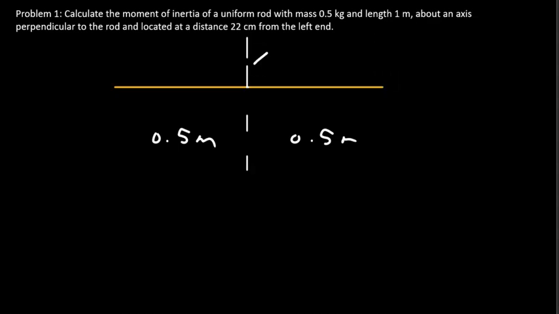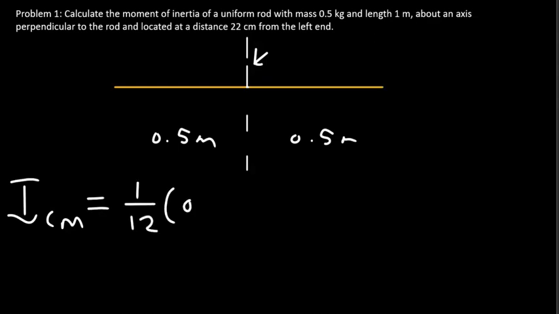First, let's calculate the moment of inertia about that axis. So that is the moment of inertia about an axis through the center of mass. For such a rod, it's given by 1/12 times the mass, which is 0.5 kg, times the length, which is 1, squared.